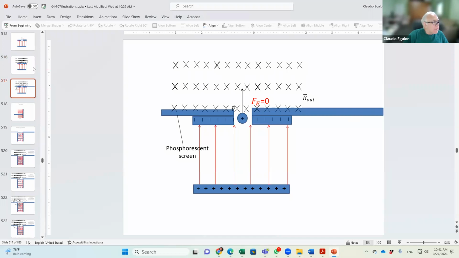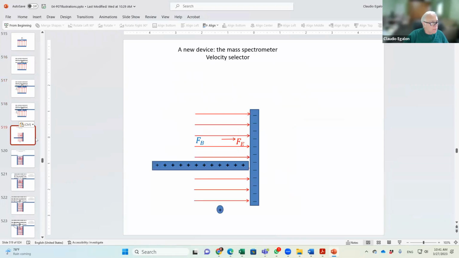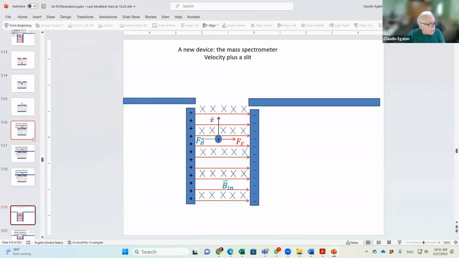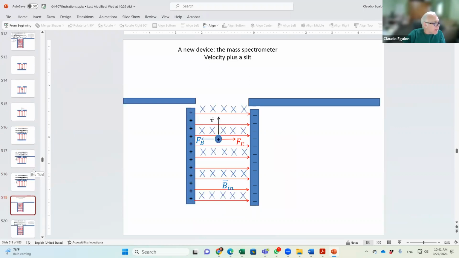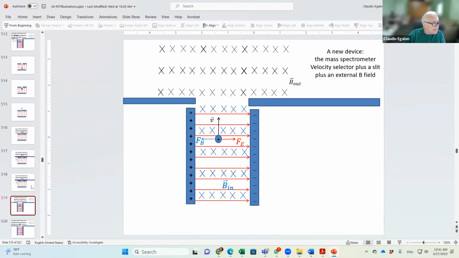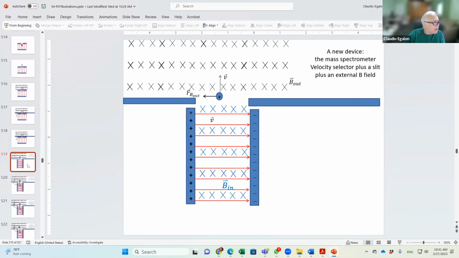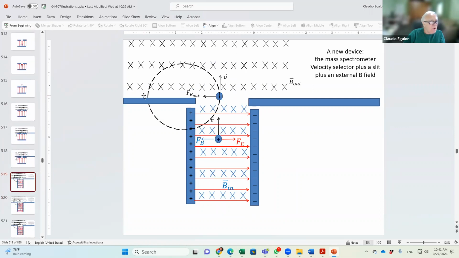And now the particle is ready to undergo uniform circular motion. I don't need that anymore. Just repeating what I had before. Okay, that's the one I want, right?